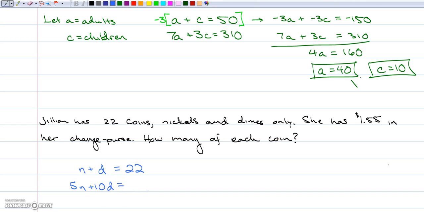Equals. Now, here's my last part of the question. Could you do 1.55? You could, but if you have 5 cents and 10 cents, let's turn the dollars into cents. Let's get rid of the decimal: 155. Okay? Solvable? Yes.